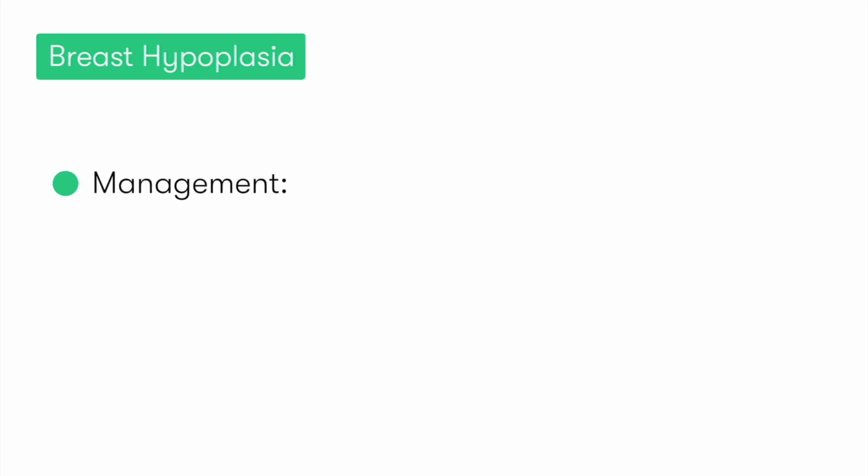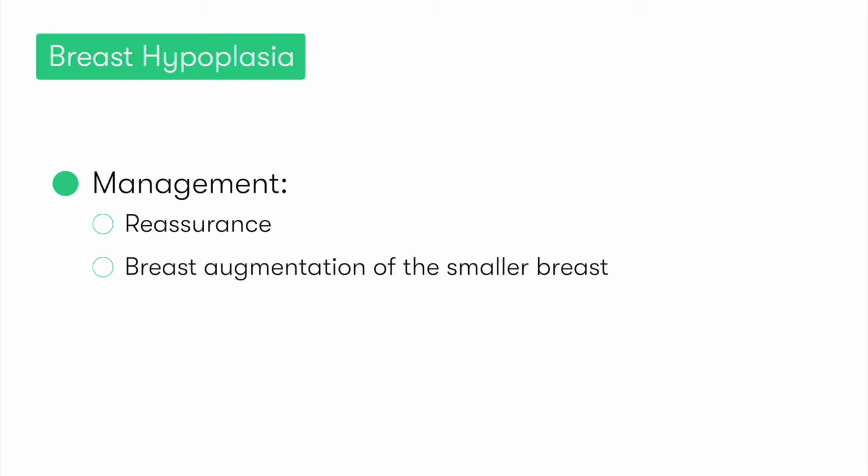In terms of how we manage breast hypoplasia, as was the case with accessory breast tissue and nipples, this involves primary reassurance of the patient. And then, in cases where there's a significant asymmetry, we may perform breast augmentation of the smaller breast. Or, if there's a very minor correction that's needed, we may choose to perform autologous fat filling.